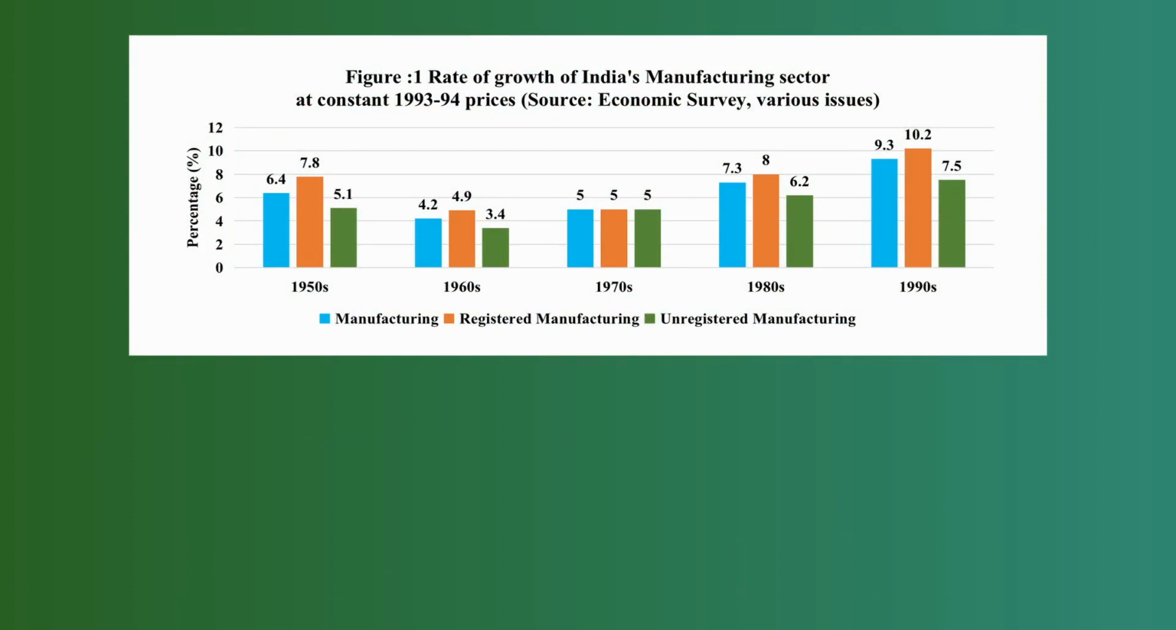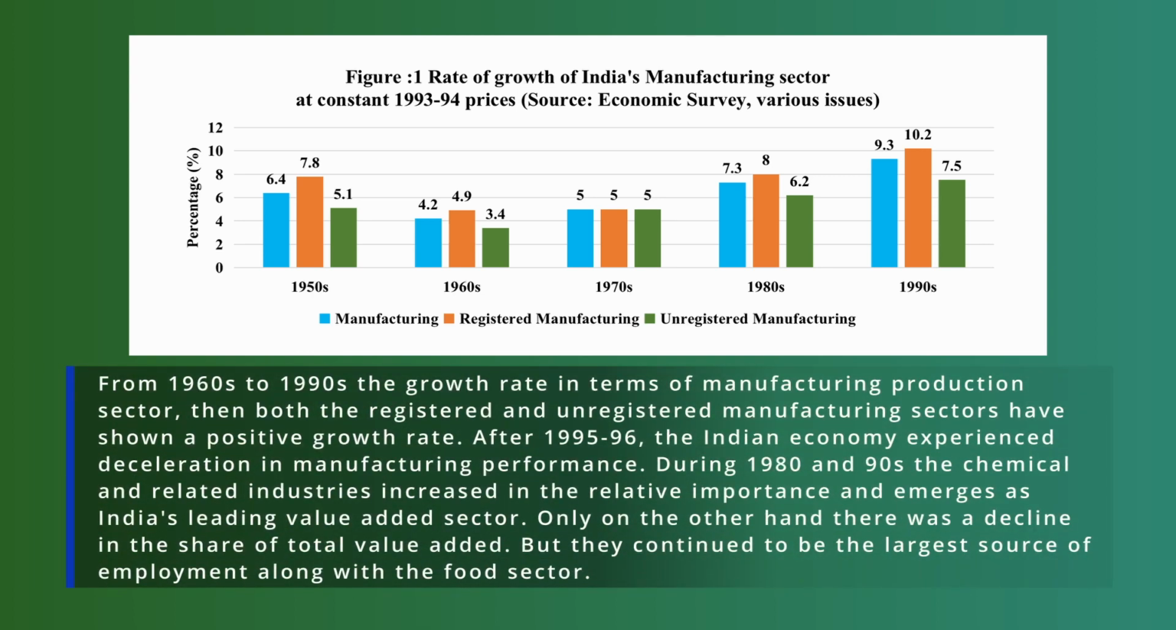Now, if you look at this slide, you can easily see that from the 1960s to the 1990s, in terms of the growth rate of the manufacturing sector, not only the registered manufacturing sector but also the unregistered manufacturing sector, both showed a positive growth rate. After 1995-96, the Indian economy again experienced a sort of deceleration in manufacturing performance.